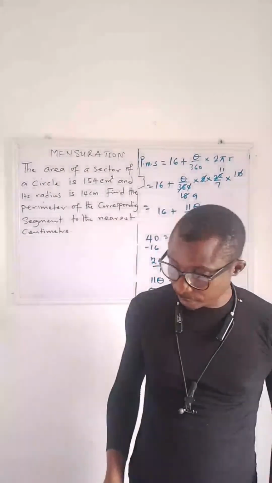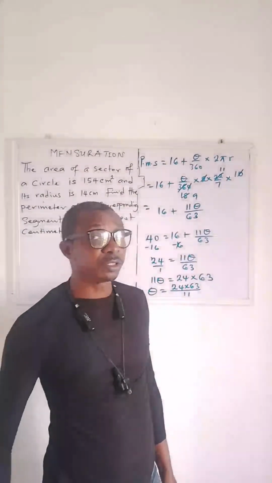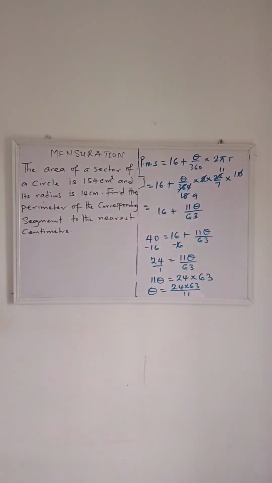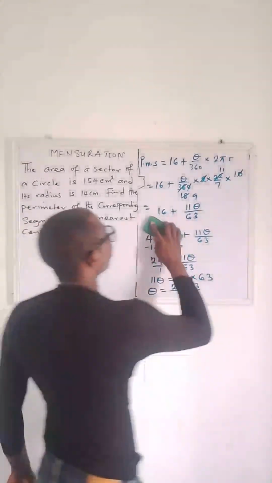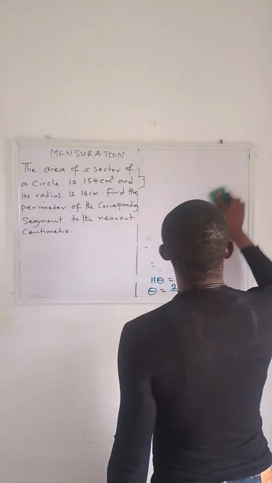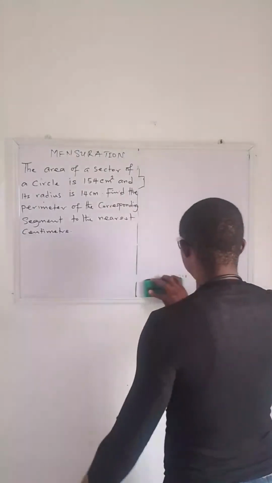Okay, that is another question. The area of a sector of a circle is 154 centimeters square and its radius is 14 centimeters. Find the perimeter of the corresponding segment to the nearest centimeter. Let's see how you expect to solve this problem. Let's solve the problem together.